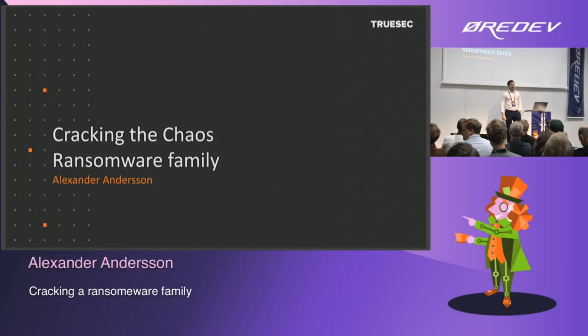I'm going to talk about cracking the Chaos ransomware. To begin with, let's define what that title means. Cracking a ransomware means that we can somehow subvert the ransomware, which is locking files so the victim can't access them, and bypass that and get the files back without paying the threat actor. A ransomware family is a number of different ransomwares which are all derived from the same original ransomware. So we're going to talk about cracking a family of ransomware.